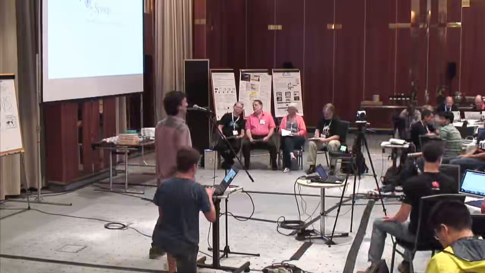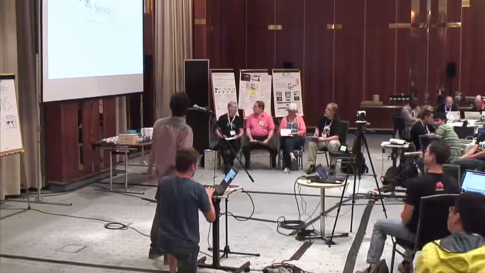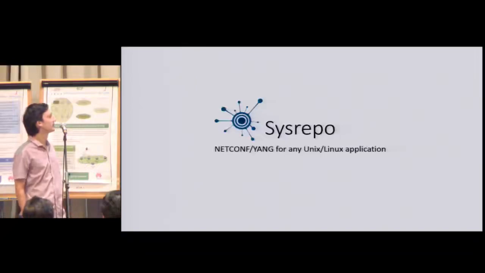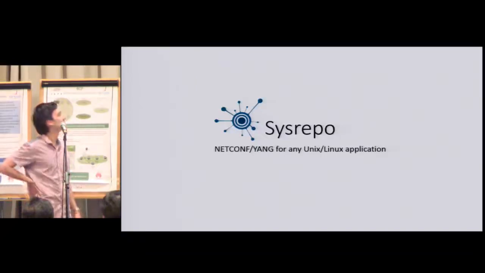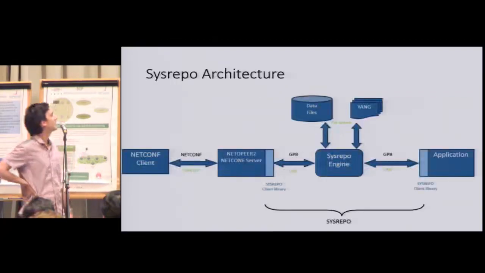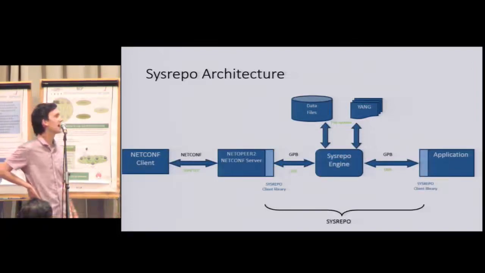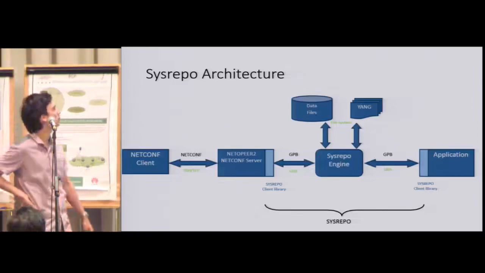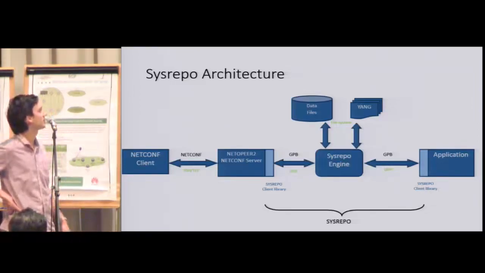Okay, hello, my name is Arsis Alsabo, and I'm here for the sysrepo project. Sysrepo is basically a new open source netconf Yang framework for any Unix, Linux applications. What we are aiming at is to provide an API for any open source application that wants to be managed remotely via netconf using Yang. How do we do that? We consist of two core components. One is the Netopeer2 netconf server, and the second one is the sysrepo data store.